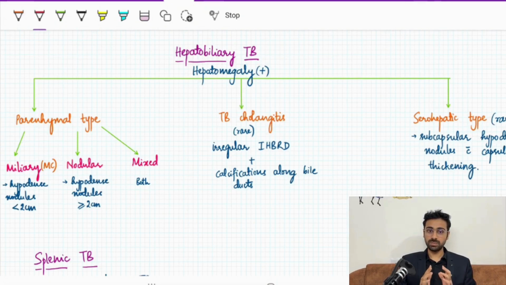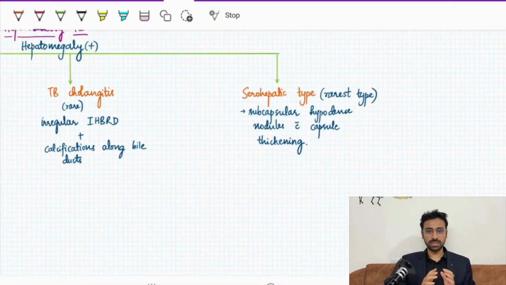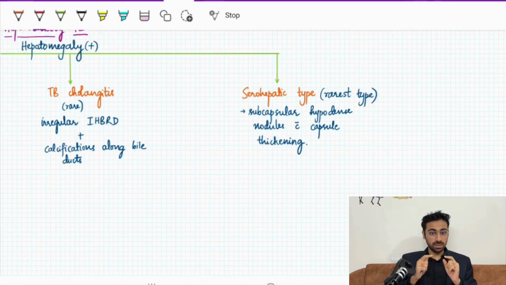The second type is TB cholangitis. This is rare. It presents with irregularly dilated biliary radicals with presence of calcification along the tract of bile ducts. Now the last type is the serohepatic variant. Now this is the rarest type of hepatic tuberculosis. This is characterized by multiple nodules that are present in the subcapsular location. By subcapsular I mean the Glisson's capsule that covers the liver. Multiple nodules are present in the subcapsular location along with thickening of the Glisson's capsule. This is so rare that only few case reports are present.